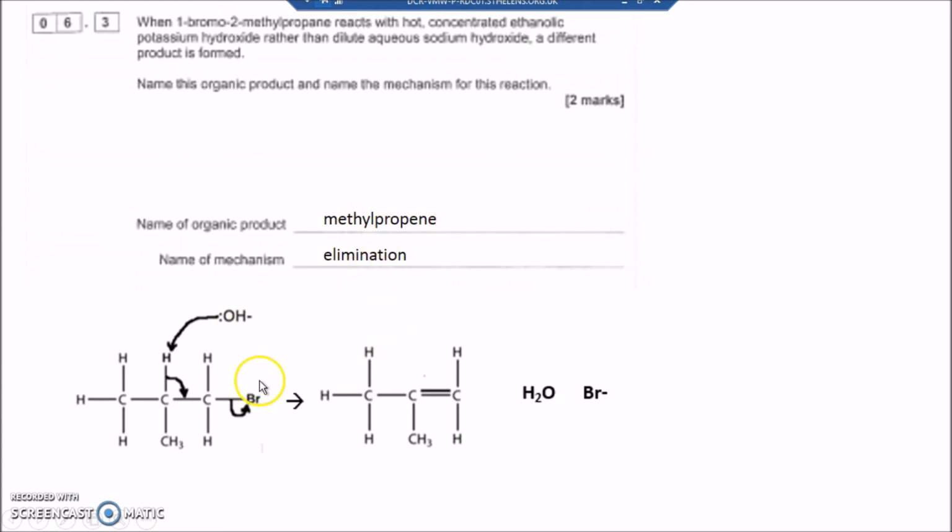Why is it called elimination? Because look at this molecule. It's got 1, 2, 3, 4, 5, 6, 7, 8, 9 hydrogens, and now it's only got 8. It's lost a hydrogen there, and it's also lost that Br there. It's lost atoms. Eliminate means to lose, to get rid of. It's had some of its atoms removed. That's why it's called elimination, and they come off here.